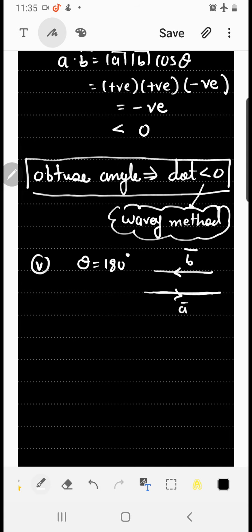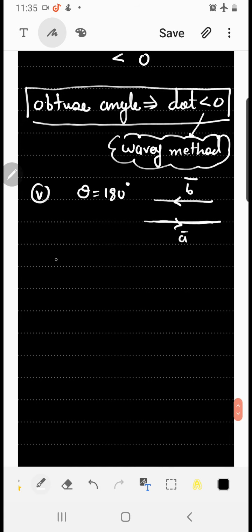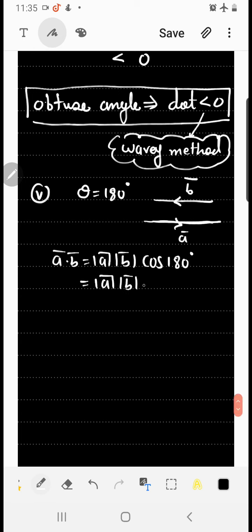Technically, here your A bar dot B bar would be what? Mod A mod B cos theta. What will we put in place of theta? 180. And what is cos of 180? If you know, cos of 180 is minus 1. So what you get? Minus mod of A bar, B bar.